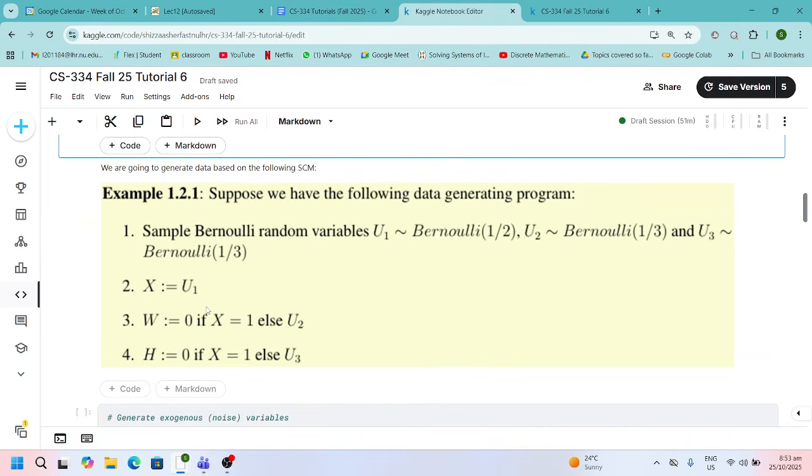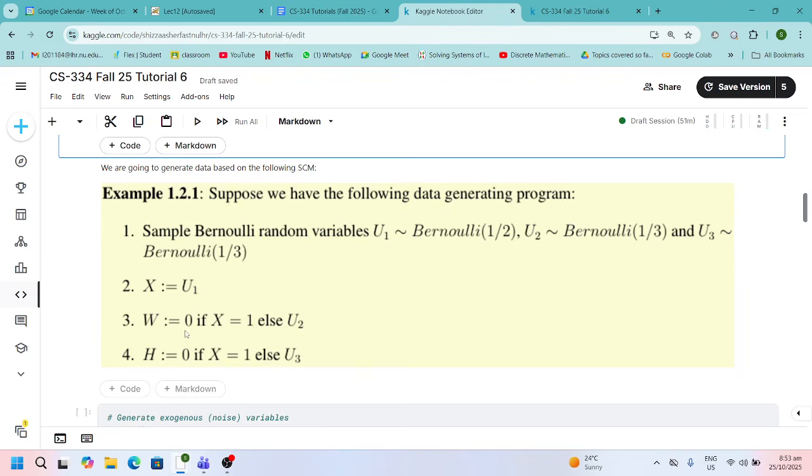So x equals u1. Now look at this. u1 has been initialized as a Bernoulli random variable with a probability of success of 50%, 1 by 2. Which means that x is completely at random 1 or 0. A person exercises or a person does not exercise.